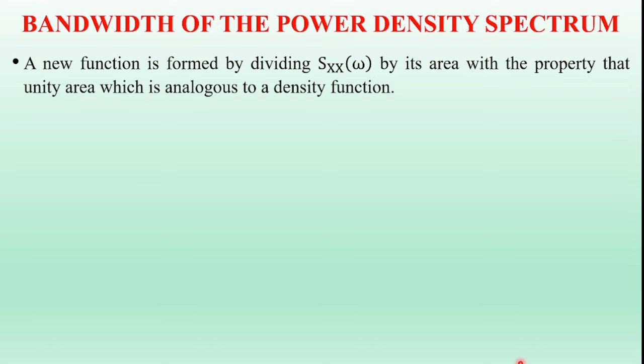The probability density function of the random variable is always real and non-negative, and similarly the power spectral density also is always real and non-negative. So a new function is formed by dividing power spectral density of the random process by its area with the property that unit area is analogous to a probability density function.